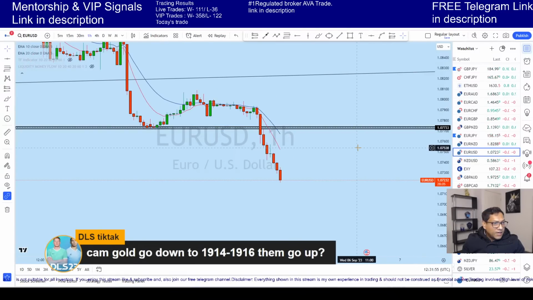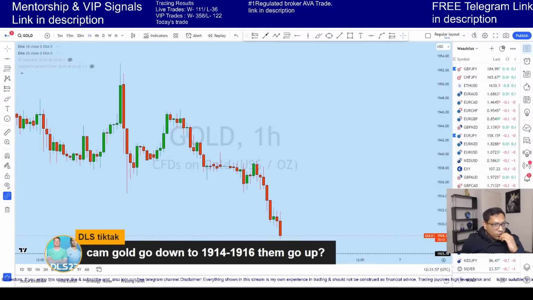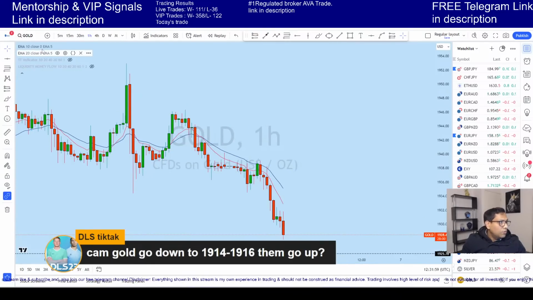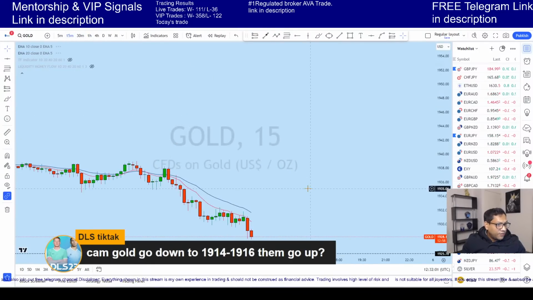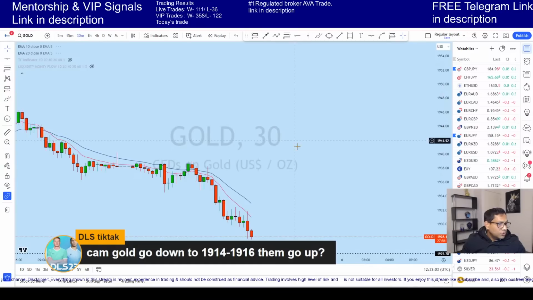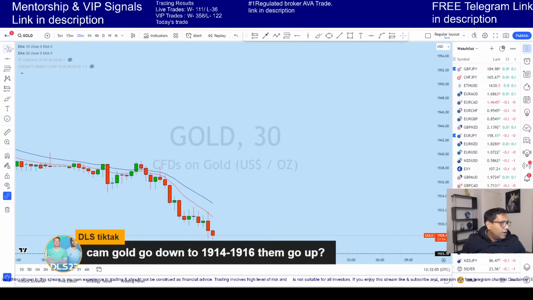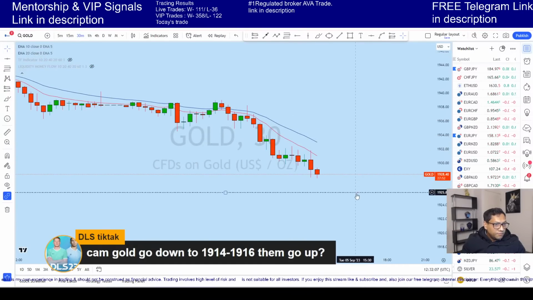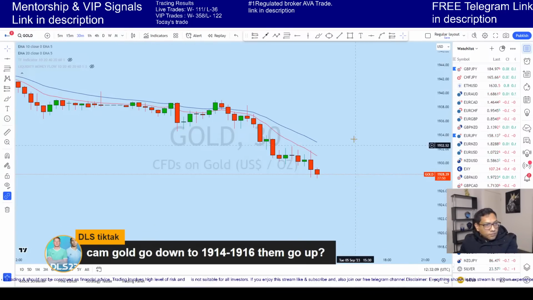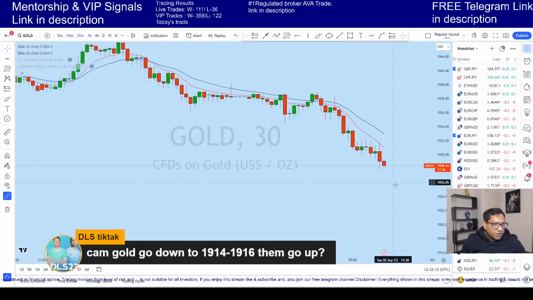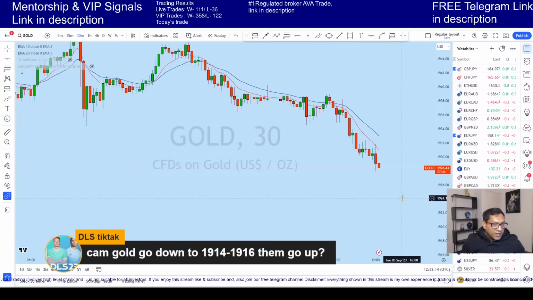So with that said, let's see gold again. We see that gold also started to melt in that direction afterwards. The 30 minutes has formed a bearish middleman, which is in the direction of the trend.